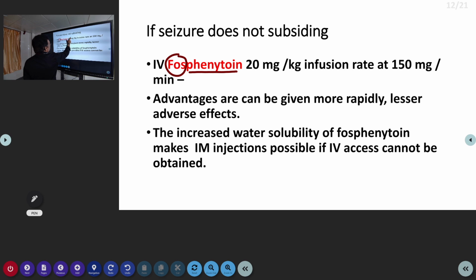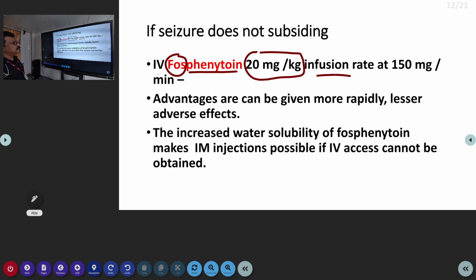or phenytoin. Both drugs are given in a dose of 20 milligram per kg body weight infusion. Phenytoin is the normal drug. Fosphenytoin is a prodrug, so it acts very fast, faster than phenytoin, and it has some advantages. It can be given as an IM dose. It can be diluted even in dextrose saline, whereas phenytoin should be given IV, slowly, and diluted in normal saline. These are the major differences between fosphenytoin and phenytoin. Otherwise, both are equal in action.